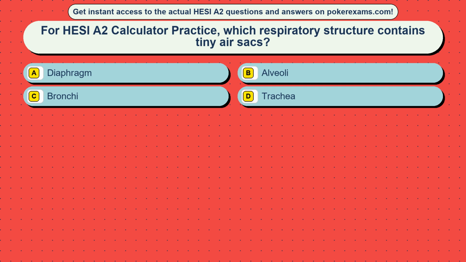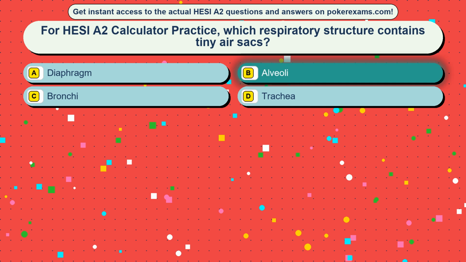Question 32. For HESI A2 Calculator Practice, which respiratory structure contains tiny sacs? Option A, diaphragm. Option B, alveoli. Option C, bronchi. Option D, trachea. The correct answer is option B, alveoli.